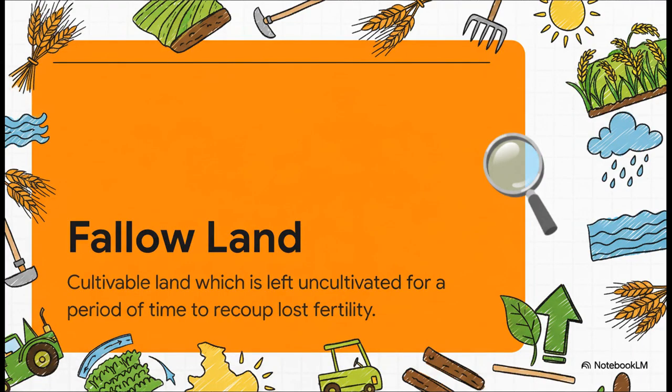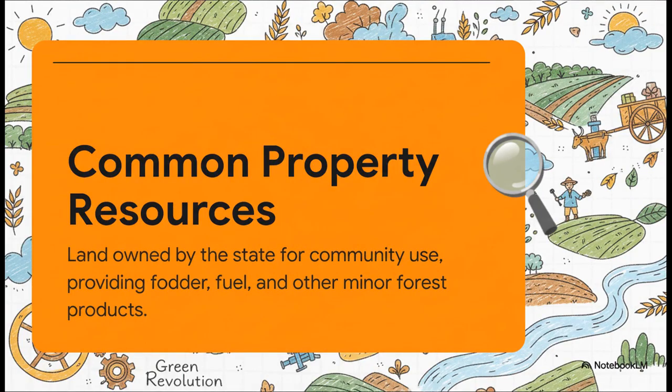Okay, so what in the world is fallow land? Well, imagine this. You've been studying for hours and you absolutely need a short break to refresh your mind, right? Fallow land is just like that. It's basically farmland that's taking a little break. Farmers leave it uncultivated for a season so that it can naturally get its nutrients back. Simple.